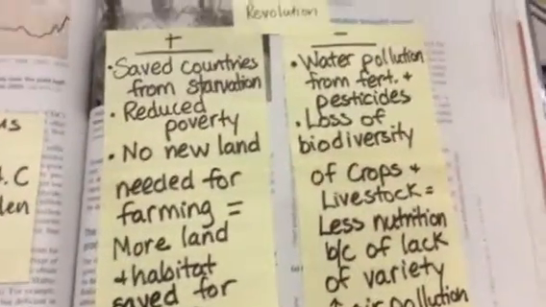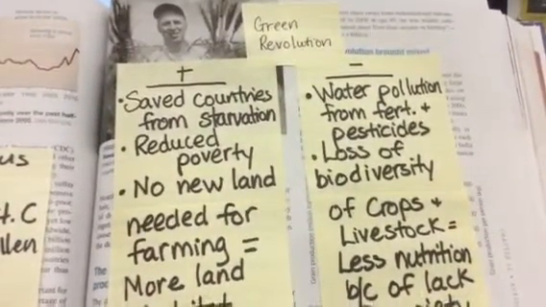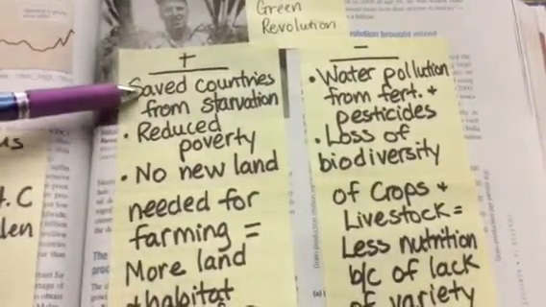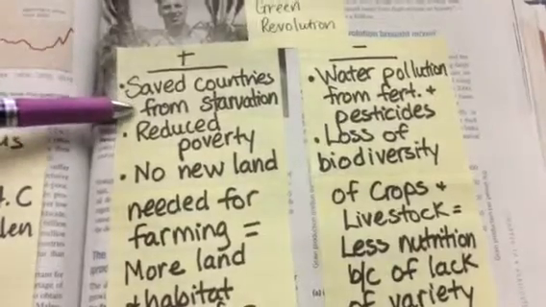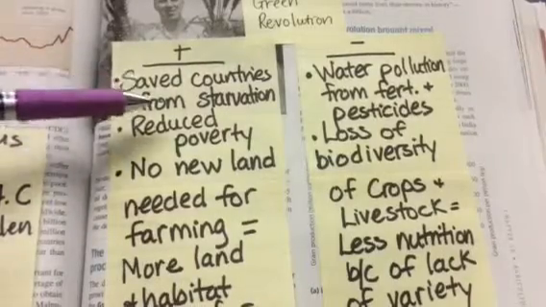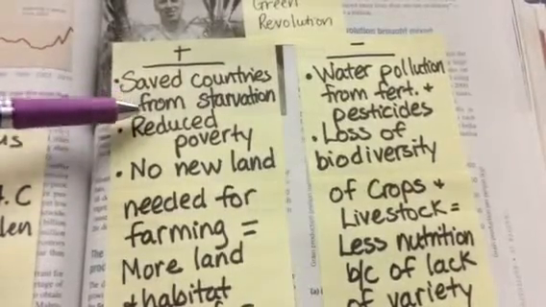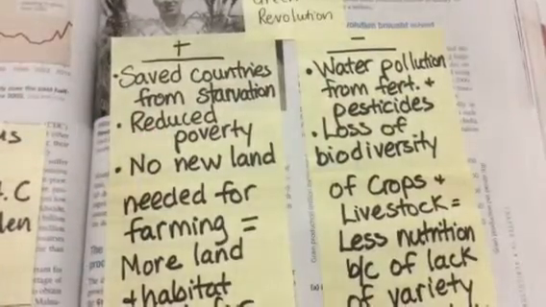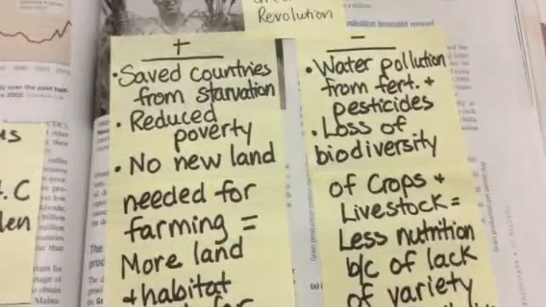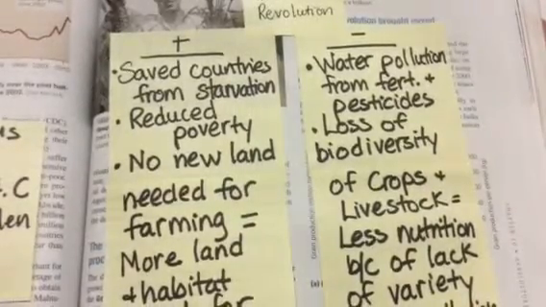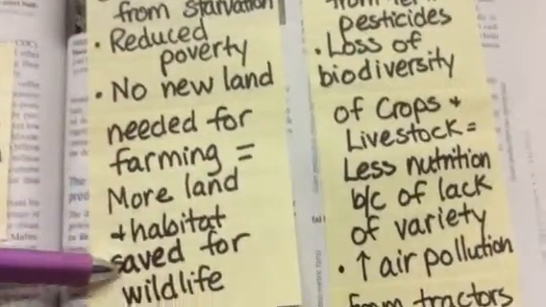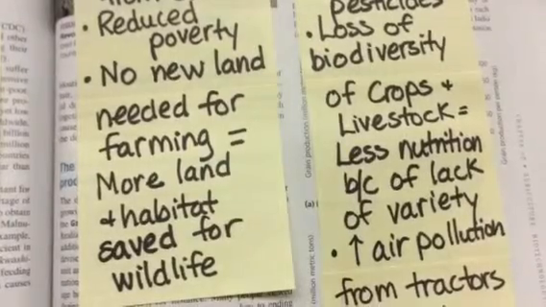All right, so we have a positive and negative list for the Green Revolution. Positives, it saved countries from starvation with their increase in population. It allowed us to double and triple the amount of food grown on an acre. And so places like India did not have massive starvation as they went to over 1 billion people, and same with China. It reduced poverty. So what that means is you can grow more food on the same acre of land and make more money, sometimes 2 and 3 times more money. And it allowed no new land needed for farming, which means more land is saved for habitat and wildlife.